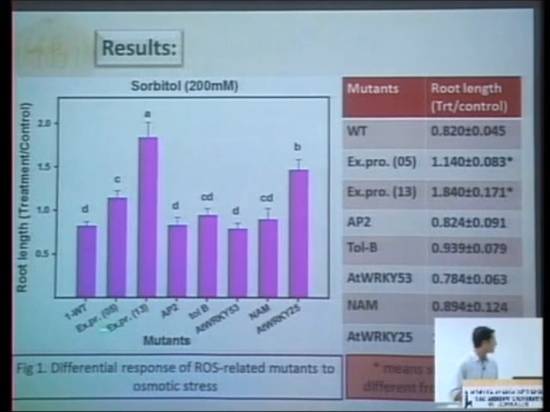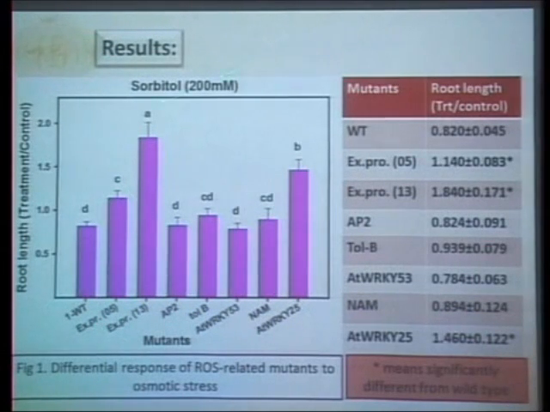So on treating the mutants we selected under sorbitol stress that creates osmotic stress, we found that the wild type itself is a little bit sensitive to the supplied osmotic stress. Here these are the values representing the ratio of the root length of treatment versus control. So anything below 1 means it is susceptible to the stress, and anything above 1 means it is resistant to the supplied osmotic stress.